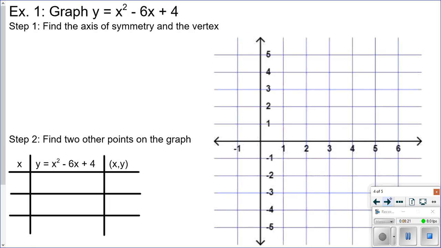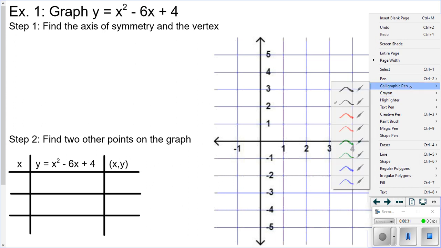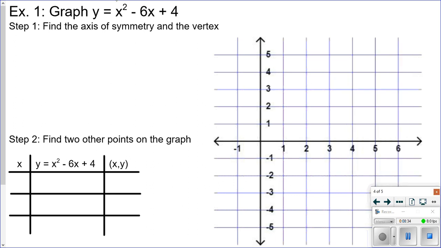So here's the first example I have for you. We're going to graph y equals x squared minus 6x plus 4. And the first thing that we're going to do is find the axis of symmetry. And so again, that axis of symmetry is negative b divided by 2 times a. So in this case, negative b, the opposite of negative 6, would be 6. Again, our coefficient on the x squared, the a value here, is 1. So that's just 2 times 1. And so our axis of symmetry is at 3.